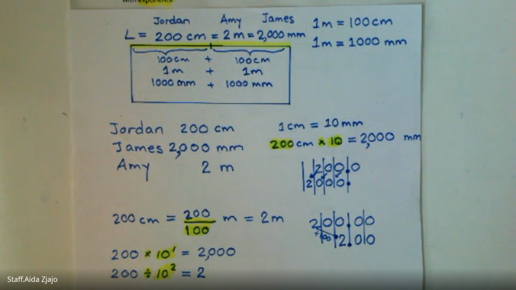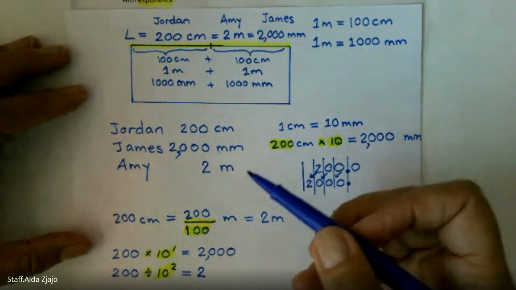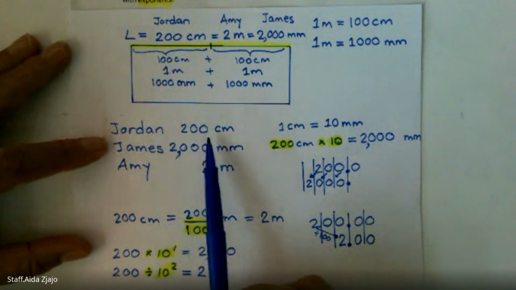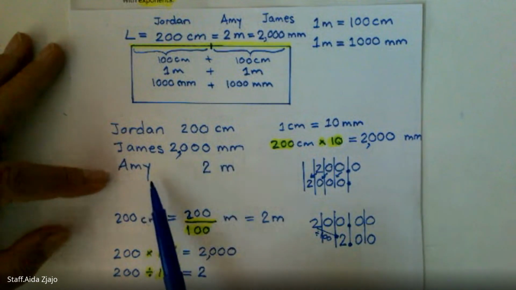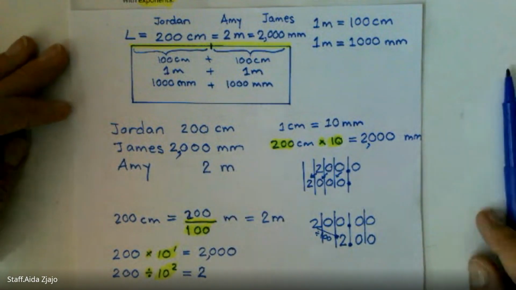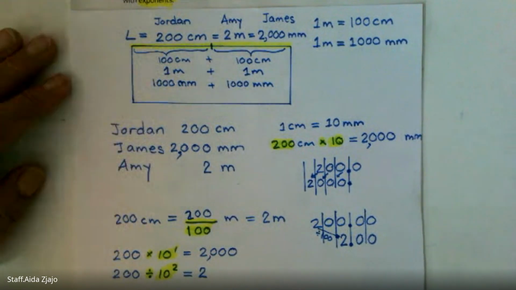Let's write. Maybe we should write the answer. We can see Jordan has 200 centimeters, James has 2,000 millimeters, and Amy's measure was 2 meters. I think that's pretty explanatory.